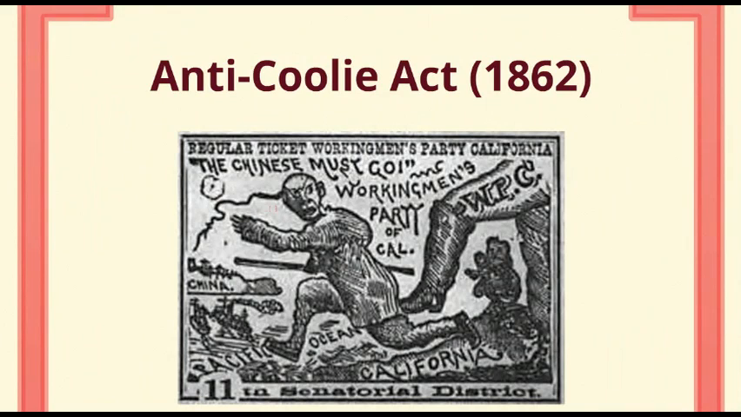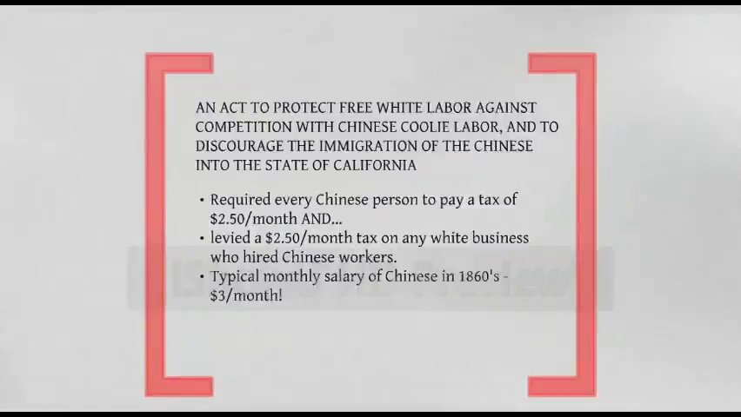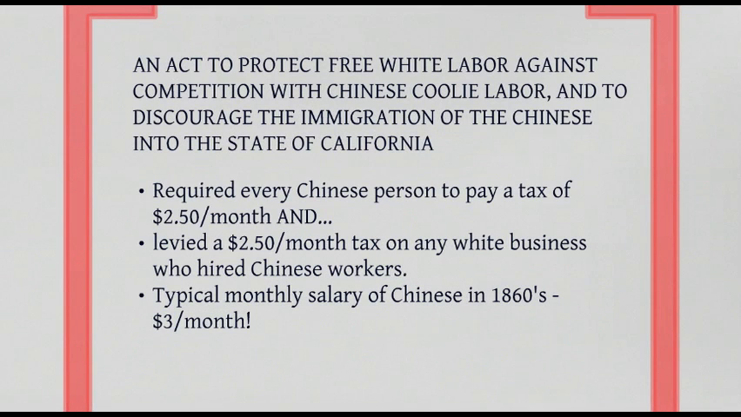In 1862, the Anti-Coolie Act was passed. That's basically a shorter name of this law. The real name of the law is this long one above. It says, an act to protect free white labor against competition with Chinese coolie labor and to discourage the immigration of the Chinese into the state of California.